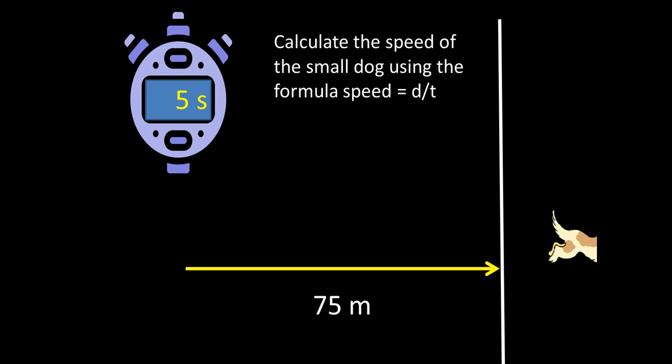So your task is to calculate the speed of the small dog using the formula for speed, which is speed equals d over t, or distance divided by time. And so the distance was 75 meters, and that's over 5 seconds. So 75 divided by 5 comes to 15 meters per second, and that's the speed of the dog.